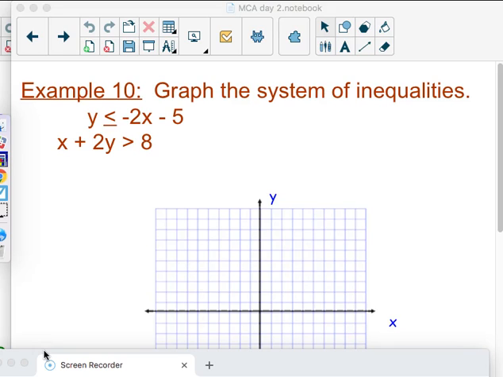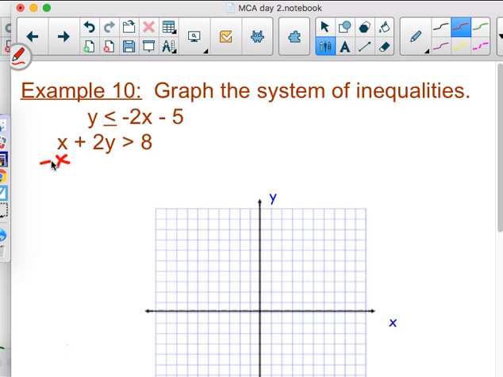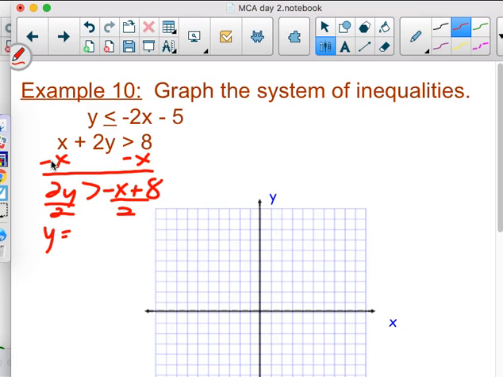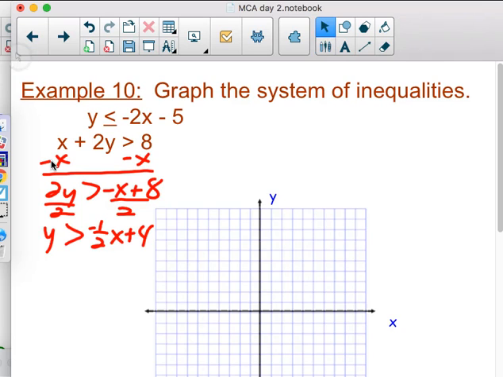Now, the next one down here, I have to have solved for y. So I have to do some math. I can't get out of that. And one of the things you have to remember when you're solving inequalities is if you multiply or divide by a negative, you have to flip the sign. So it's going to be y is greater than negative 1/2 x plus 4.